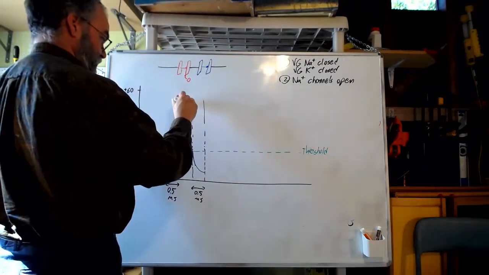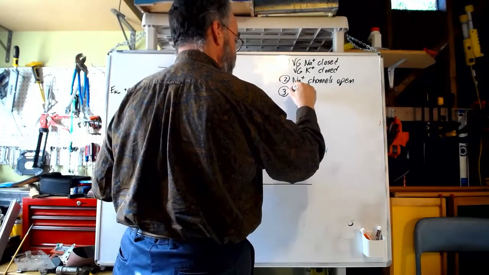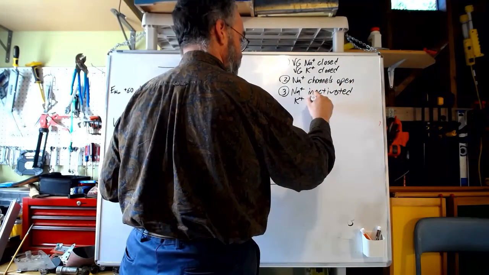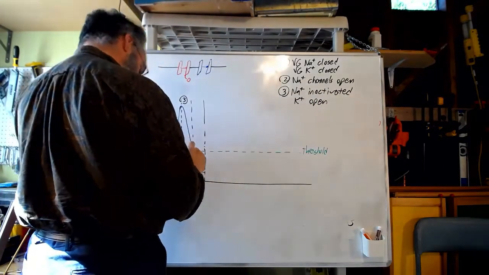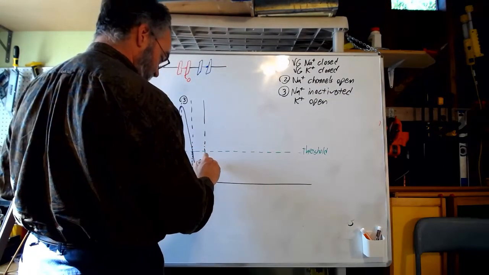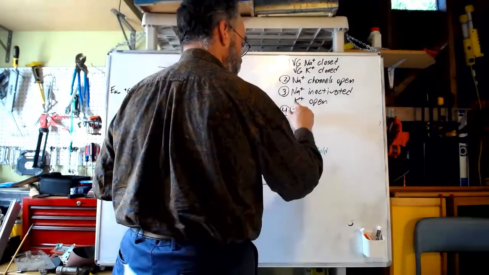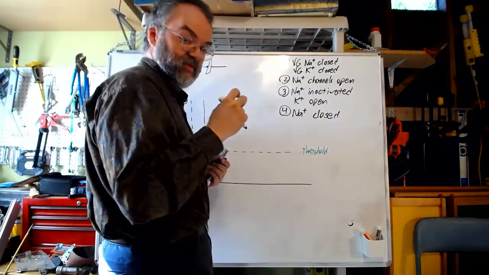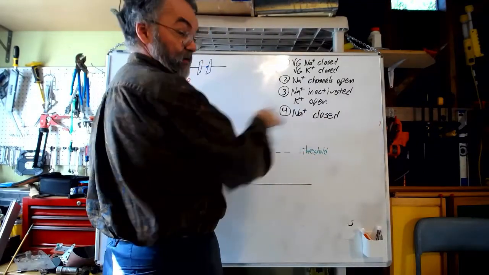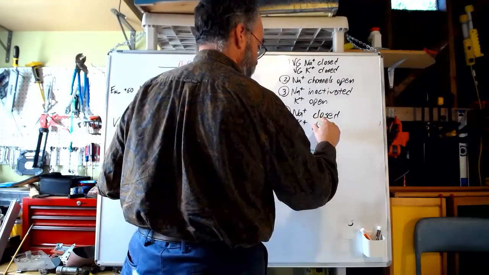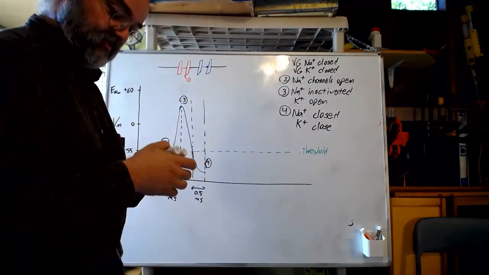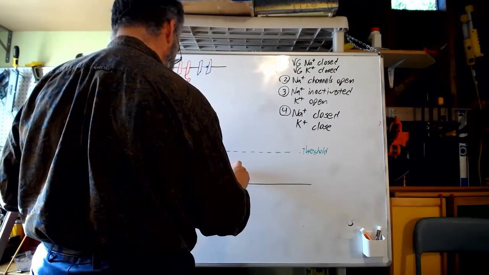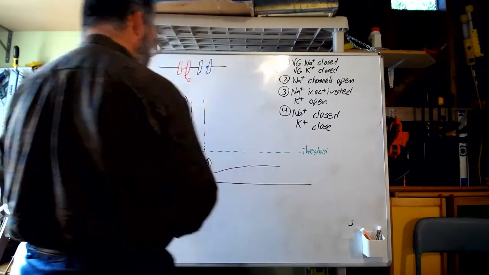So back here, position 3, that was when my sodium channels inactivated and my potassium channels open. Nothing particular happened here, but here at 4, sodium channels go to closed. Remember, they were effectively closed here. They're just in that special inactivated, plugged kind of closed. This is just regular closed. And the potassium channels close. Once those extra potassium channels close, that means I am going to gradually return back up to resting membrane potential.